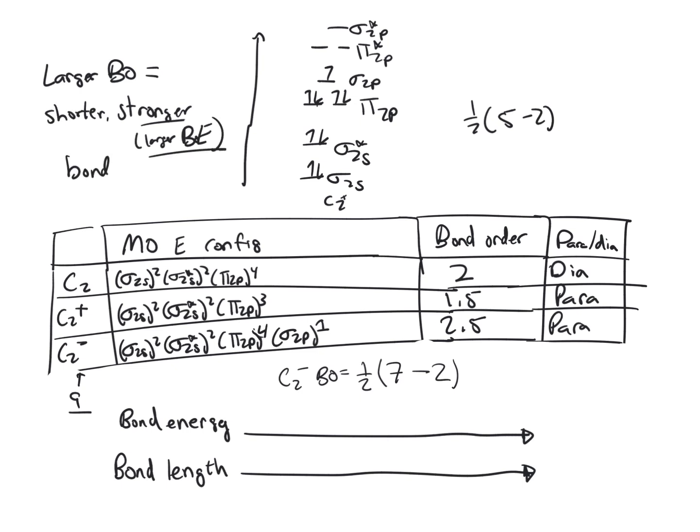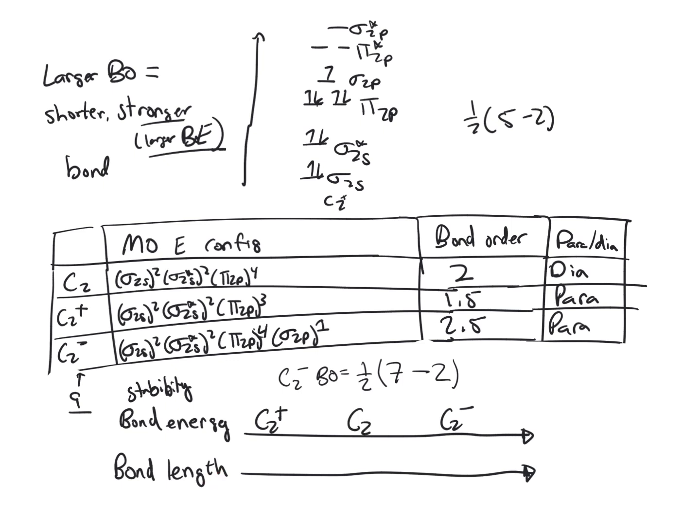It would also be more stable. So this bond energy here is also going to be a measure of stability. A higher bond energy is going to be more stable. It's harder to break a stronger bond than a weaker bond. So here, again, we can see that a larger bond order is a stronger bond. So the strongest bond is C2-, because it has the largest bond order. The weakest bond is C2+, because it has the smallest bond order, and C2 falls right in the middle.